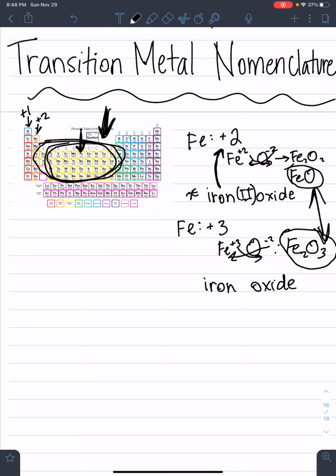So this bottom one, instead of iron oxide, we'd have to put parentheses with a Roman numeral in it. This Roman numeral is going to be 3 because it has a +3 charge, so iron 3 and then oxide. All right, let's do another practice where I give you the symbols and you write the name.